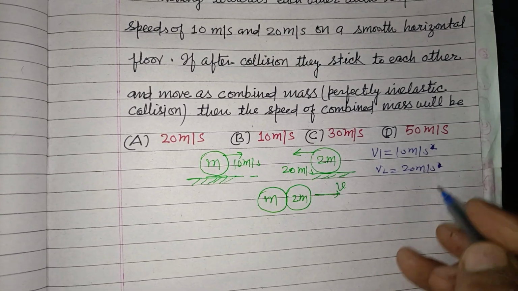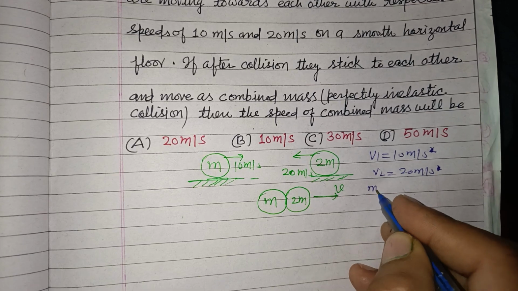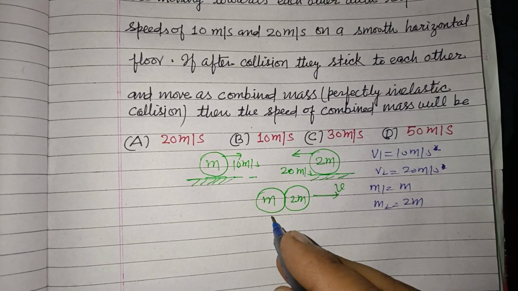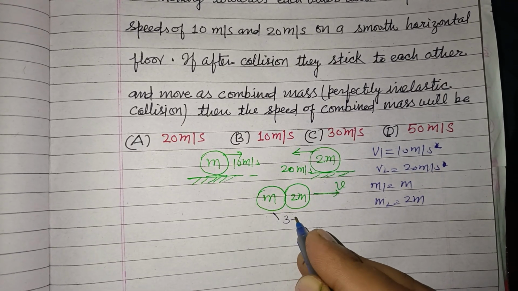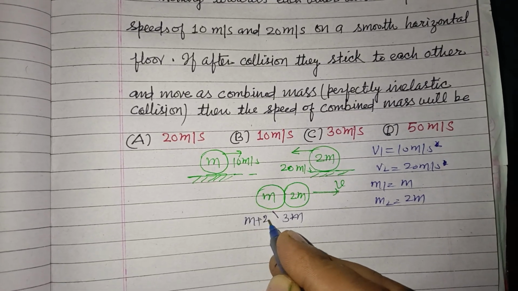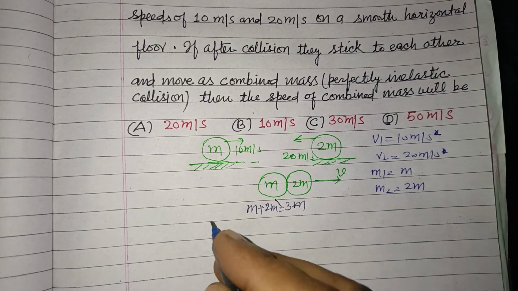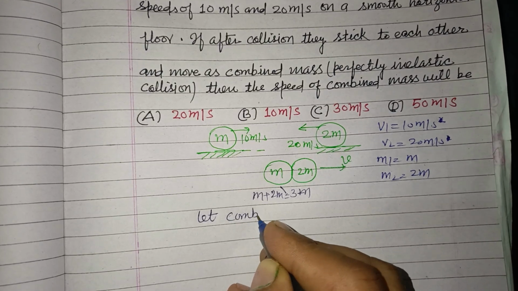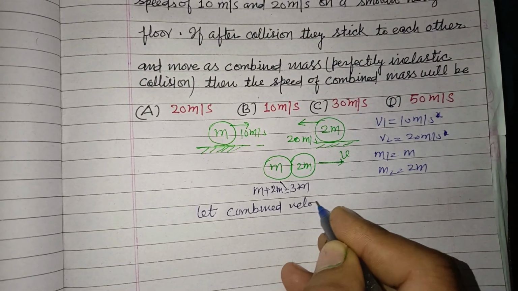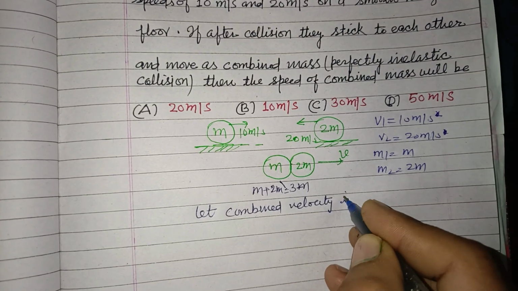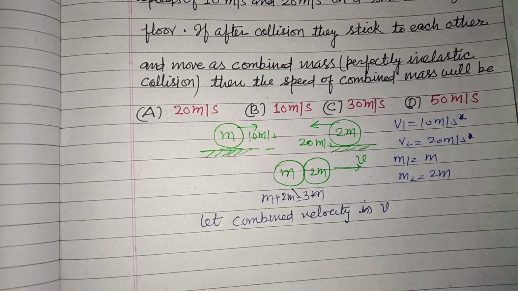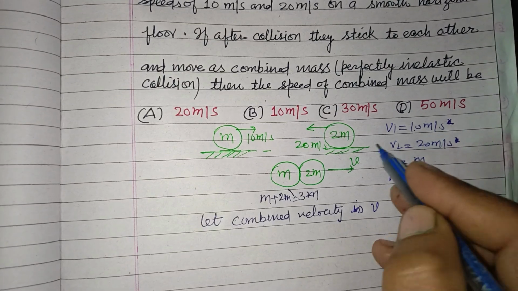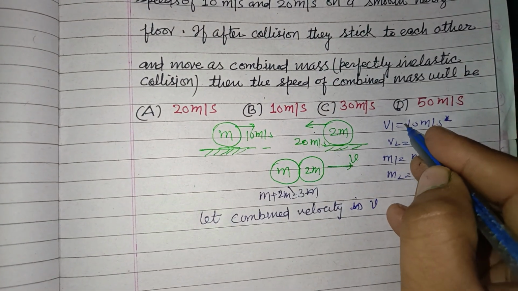It is given to us, and mass m1 is m, m2 is 2m, and the combined mass is 3m, that is m plus 2m, and the combined velocity is v. So let the combined velocity be v. Okay, if the direction of the first velocity is taken as positive, then the other will be negative.